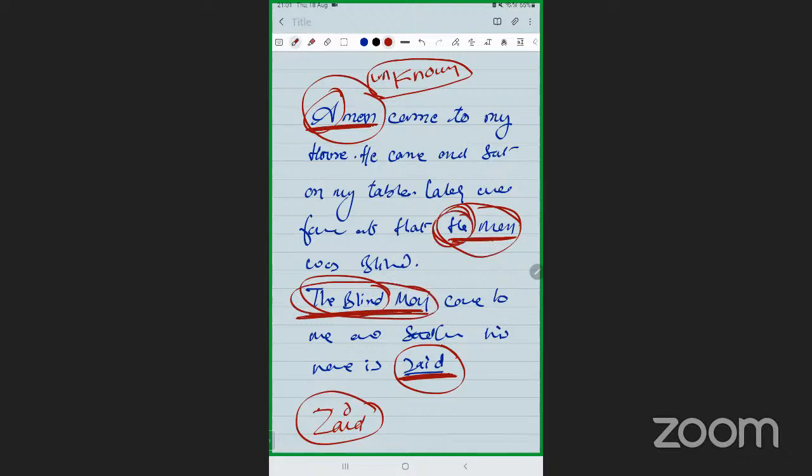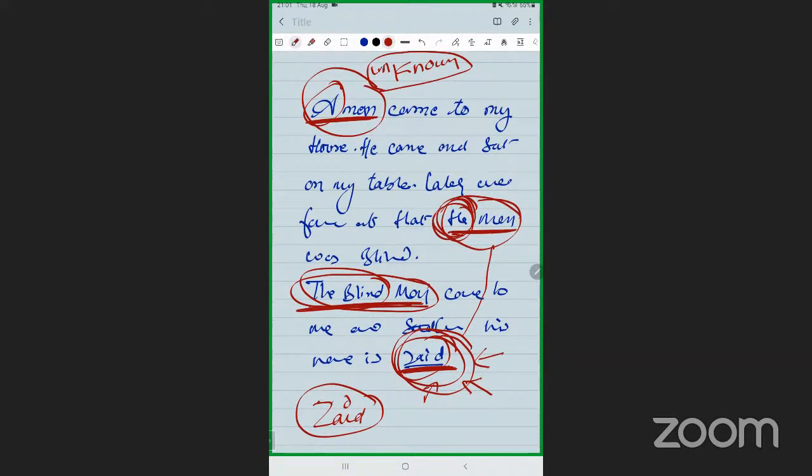When we found out small information about the man, that he was blind or that he came to my house, this was enough to make him "the man." Then when he gave me his original identifier, his proper name, there is no need to write "a man" or "the man." Now I will write Zaid, because my listener or reader now knows that it was a man initially. It became "the man," and then it became Zaid.